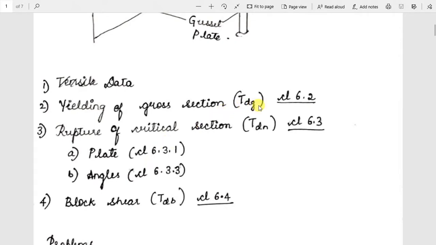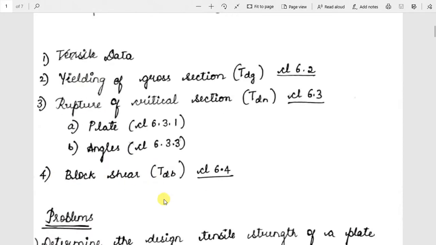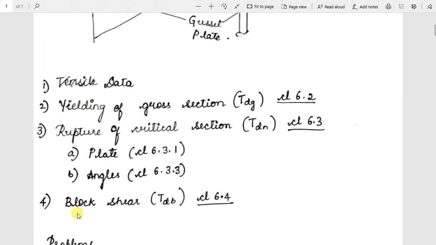So this TDG is given in clause 6.2 of IS 800 on page 32. Similarly for rupture, TDN is given in clause 6.3. 6.3.1 is for plates. That means if the tension member used is a plate, you have to use the formula given in clause 6.3.1. And if the tension member used is an angle, then you have to use the formula given in clause 6.3.3. And for block shear, it is TDV given in clause 6.4 of the code book.